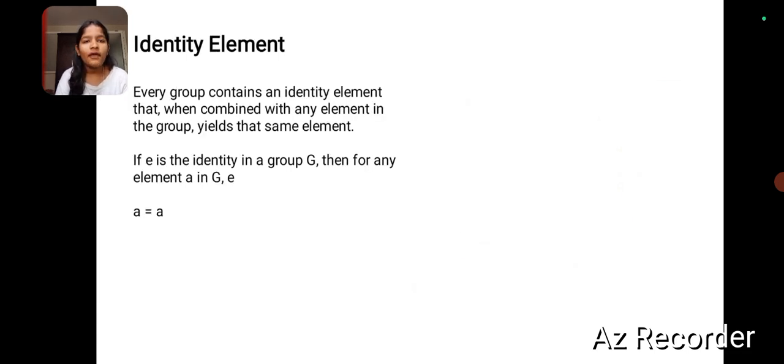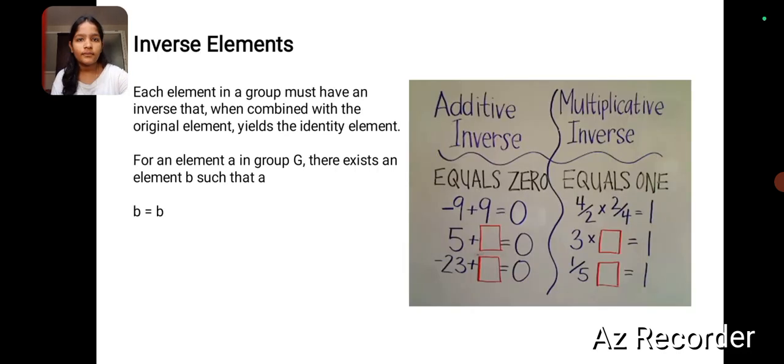Identity element. Every group contains an identity element that when combined with any element in the group yields that same element. If e is the identity in a group G, then for any element a in G, e.a equals a. Inverse element. Each element in a group must have an inverse that, when combined with the original element, yields the identity element. For an element a in a group G, there exists an element b such that a.b equals e.